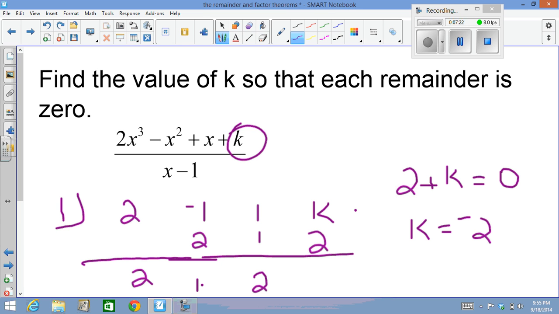Well, in order for it to factor evenly and have no remainder, that means this value that's over here has to be 0. So I'm going to complete synthetic division. And when I get to the last term, I know that the last term has to be k plus 2, and I do know that it has to equal 0 in order for it to have a remainder of 0. So I'm going to set up an equation that 2 plus k has to equal 0. If 2 plus k equals 0, then I know k has to equal negative 2, and that figures out the number that I'm missing.